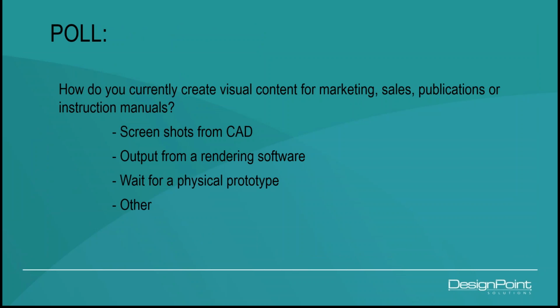Awesome. Thanks, Roy. Now, just a quick poll. Everyone, we appreciate your participation in terms of getting feedback on how this is currently done today. How do you currently create visual content, marketing, manuals, guides, things like that? Screenshots from existing CAD, some type of rendering software, waiting for physical prototypes, or some other way? There's no need to be specific, but we'd certainly appreciate your feedback. How are you doing this sort of thing today?